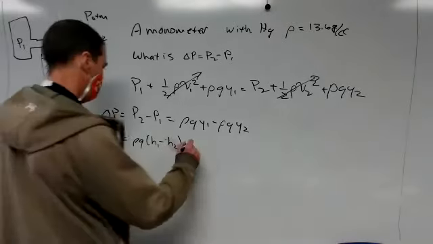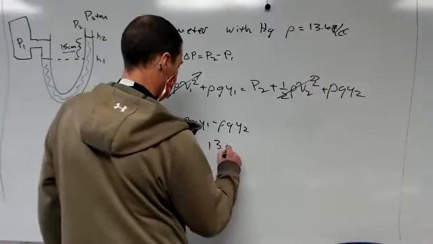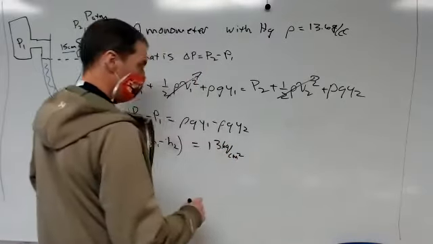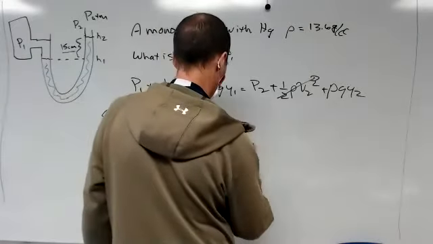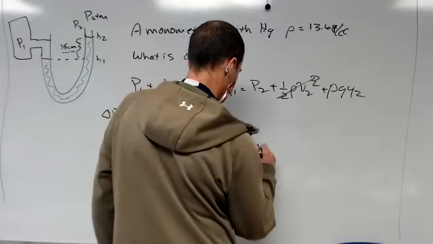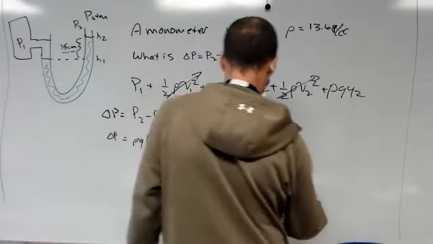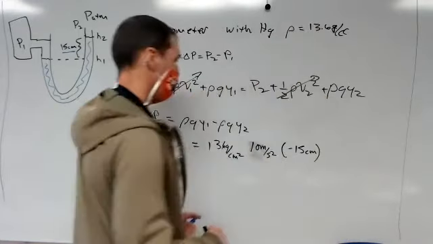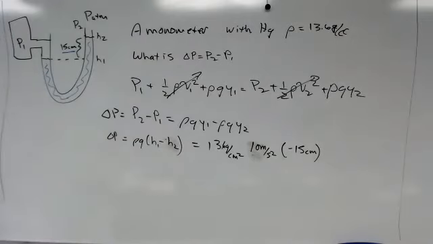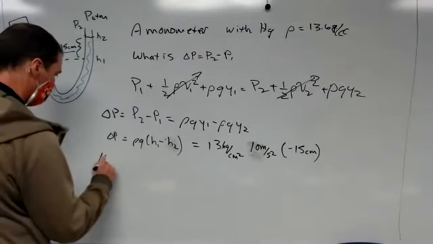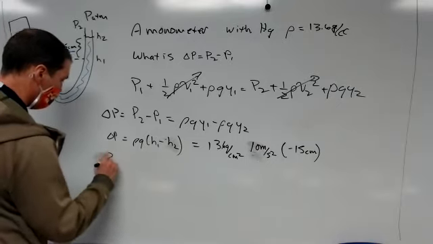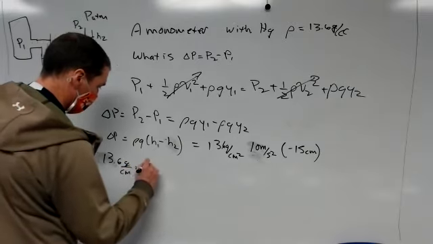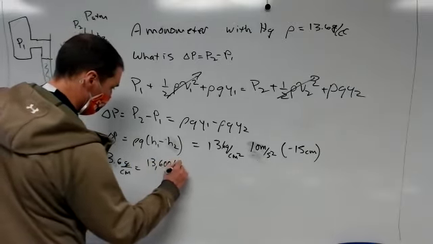And so here I would say this is 13.6 grams per centimeter cubed, times 10 meters per second squared, times, and if you want to, minus 15 centimeters. But I would probably convert all that into meters, right? And so 13.6 grams per centimeter cubed equals 13,600 kilograms per cubic meter.